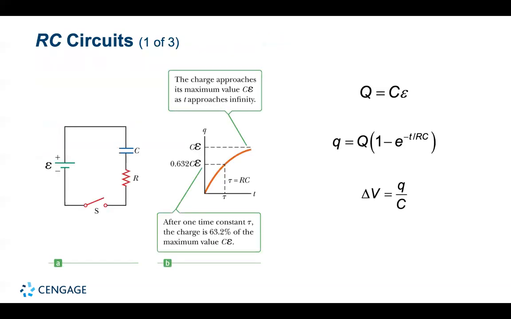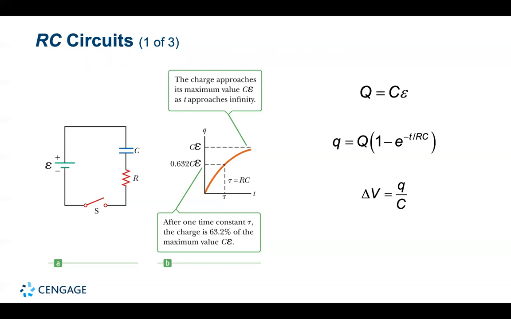Okay, let's talk about RC circuits, resistor capacitor circuits. So in the figure, we have a capacitor in series with a resistor, a battery, and a switch. And then the B portion is a plot of the charge of the capacitor versus time after the switch in the circuit is closed. So now we want to turn our attention to direct current circuits containing capacitors.